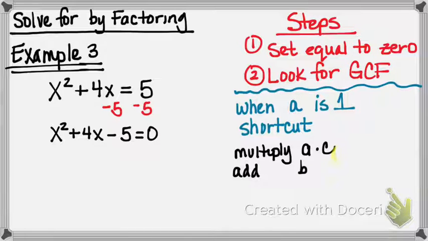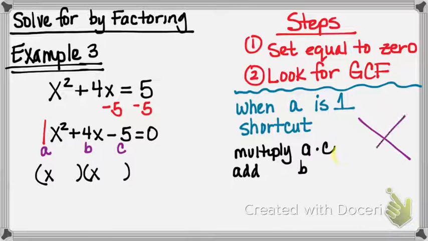Again, notice that A is 1. So A is 1, B is 4, C is -5. Because A is 1, again, we can do our shortcut. Make your two parentheses. Put an X in front of both. Then we need to find two numbers that multiply to be 1 times -5. 1 times -5 is -5. And it adds to B.